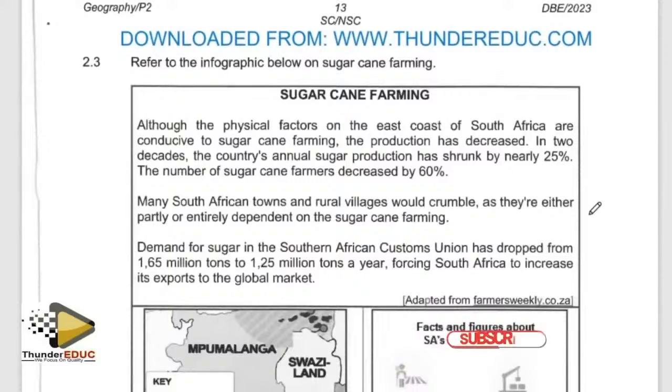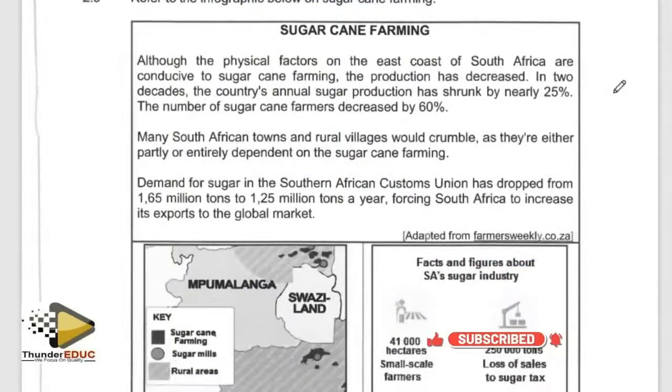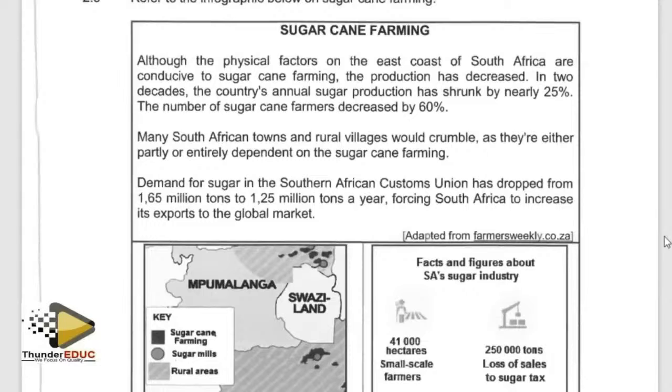So we have 2.3, which is referring to sugarcane production. It's an infographic, so we have to read it and interpret the necessary diagrams that are there. Okay, so they say sugarcane farming. Although the physical factors on the east coast of South Africa are conducive to sugarcane farming, the production has decreased. In 2 decades, the country's annual sugar production has shrunk by nearly 25%. The number of sugarcane farmers decreased by 60%.